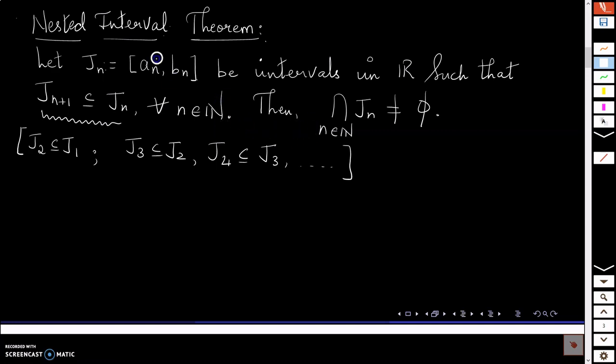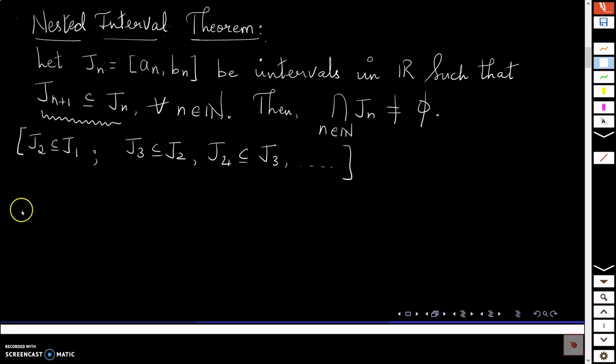Then, when I take the intersection of all these Jn's, this intersection will be a non-empty set. By a non-empty set, I mean it will be a set having at least one element in it. It could have more elements also, but to show that it is a non-empty set, it is enough for us to find one element which is there in the intersection of all these Jn's.